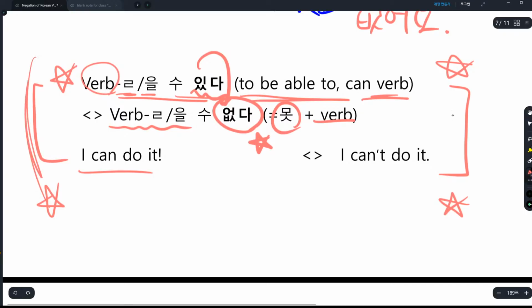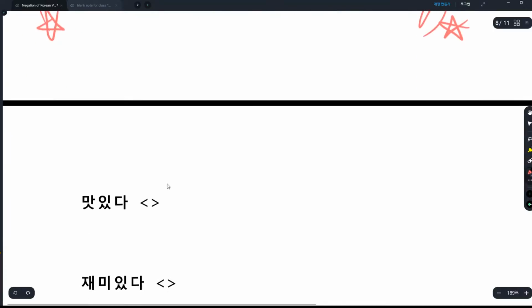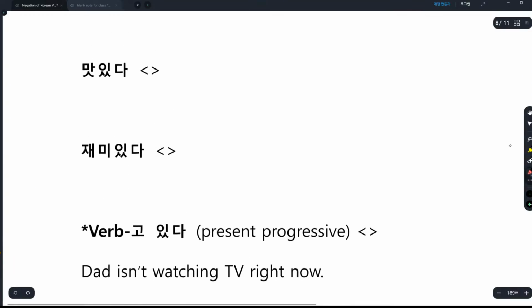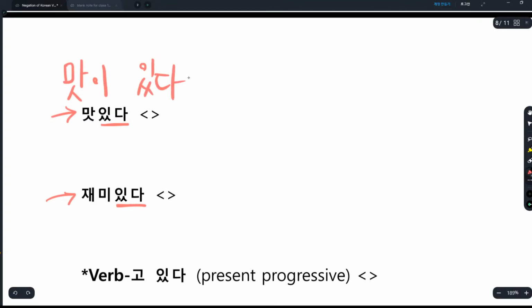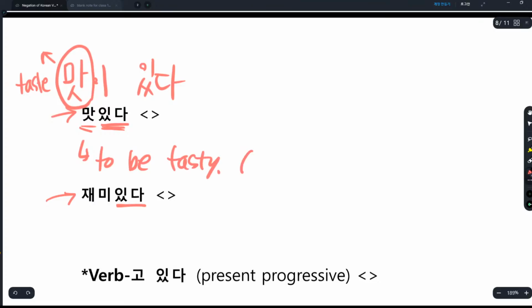Just once again, we're gonna learn this in a separate lesson more in depth. And let's move on to some of the basic adjectives that have 있다 in it. So 맛있다. It's actually kind of like an abbreviation of 맛이 있다. So 맛 is a noun that means taste. So 맛있다 literally means to have a taste or for a taste to be there. So it means to be tasty, to be delicious.